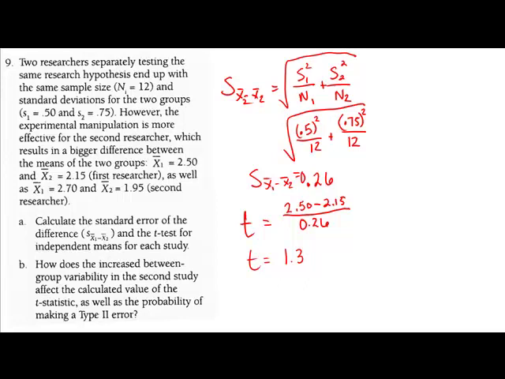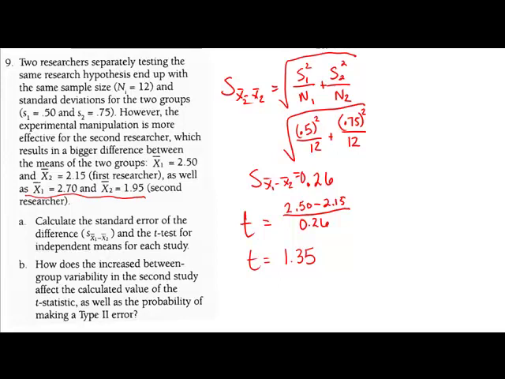Sorry, I'm questioning myself. Why isn't that right? Okay, 1.34, only 0.35. So that was for our first one. For the second one, the only difference between the second researcher and the first researcher are the values that they get for X.